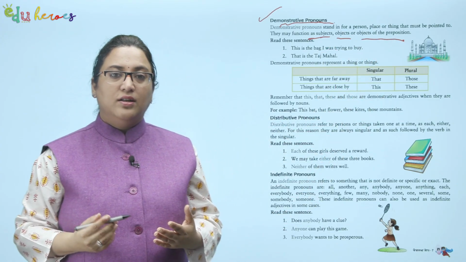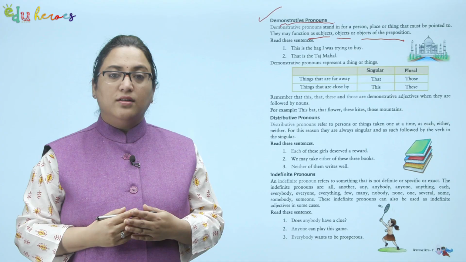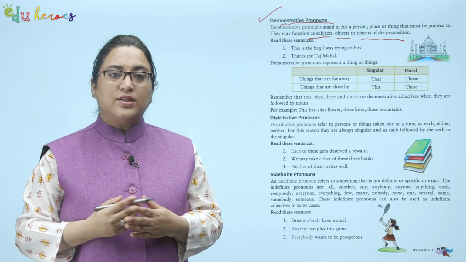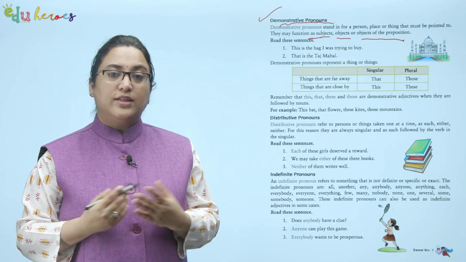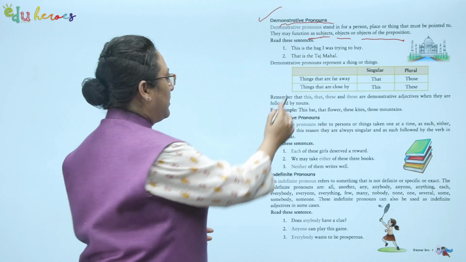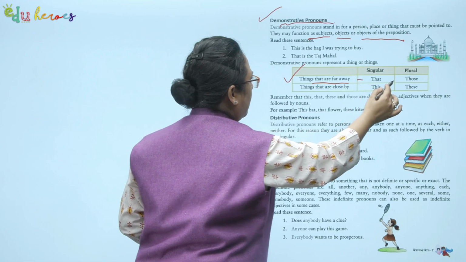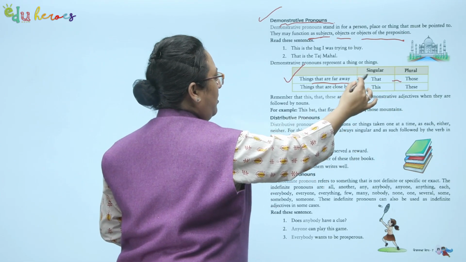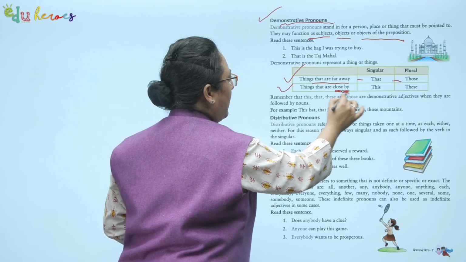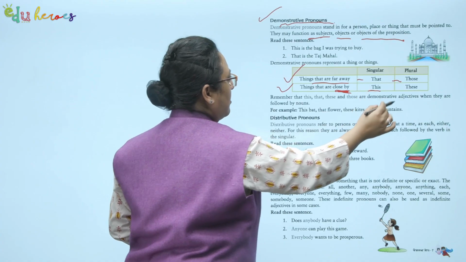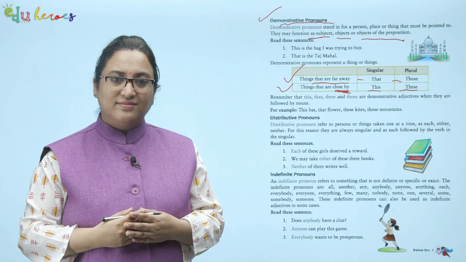Let's read along. This is the bag I was trying to buy. That is the Taj Mahal. Demonstrative pronouns represent a thing or things. Let's see how they are in singular or plural form. For things that are far away, we use that and those. That is singular, plural, those. But for things that are close by, nearby, we will use this, these. Try to frame sentences with them.